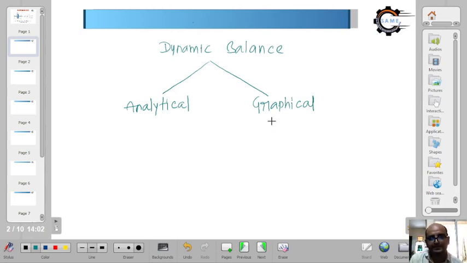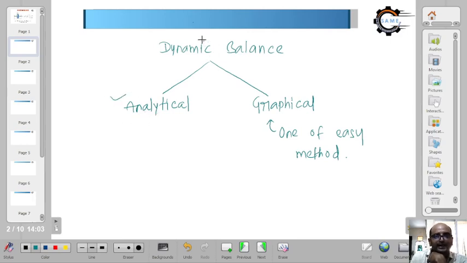See, the graphical method is one of the easiest methods, but in the exam you will not be given any instruments to solve the graphical methods, right? So we will study this with the analytical method only.